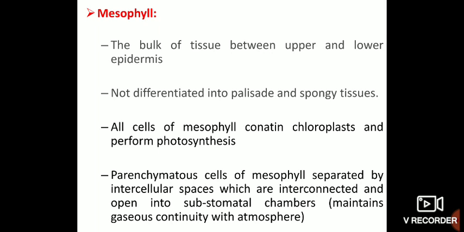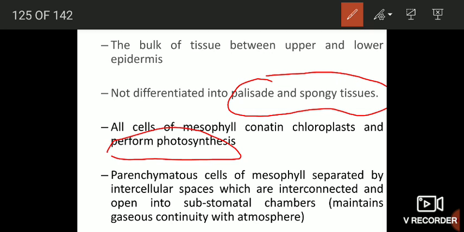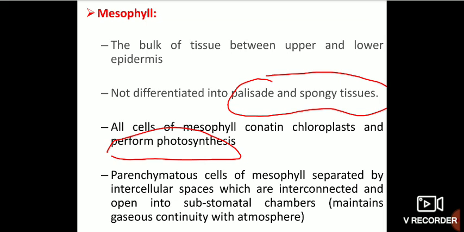Then mesophyll, it is a bulk of tissue which lies between upper and lower epidermis, and this mesophyll in case of isobilateral leaves is not differentiated into palisade and spongy tissues, and all the cells of mesophyll contain chloroplasts and perform photosynthesis. The parenchymatous cells of mesophyll in case of isobilateral leaves are separated by intercellular spaces which are interconnected and open into substomatal chambers, and these substomatal chambers and the interconnected intercellular spaces help to maintain the gaseous continuity of leaf with the outside atmosphere.